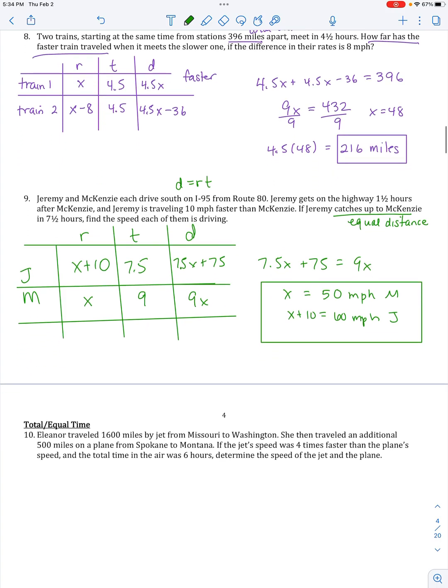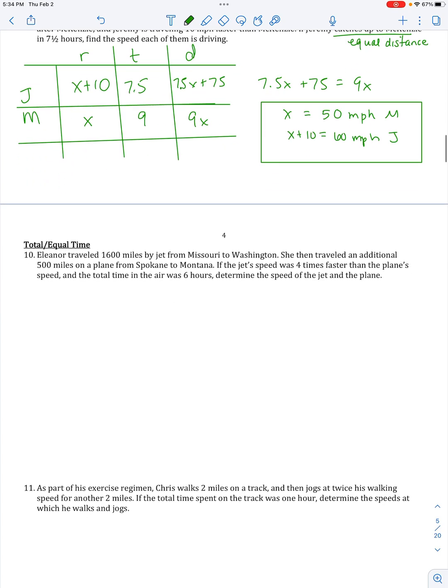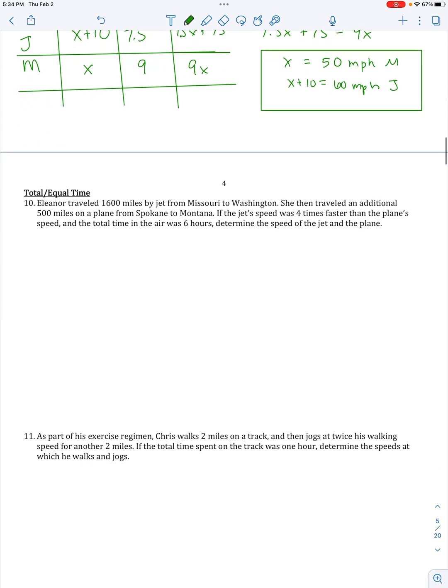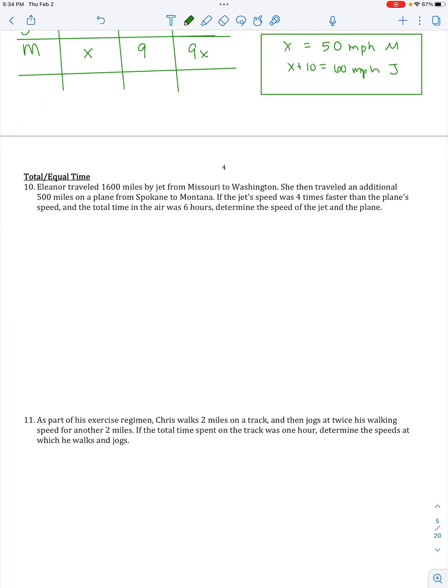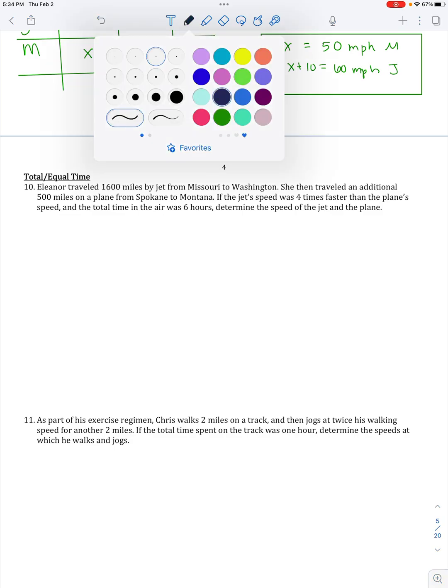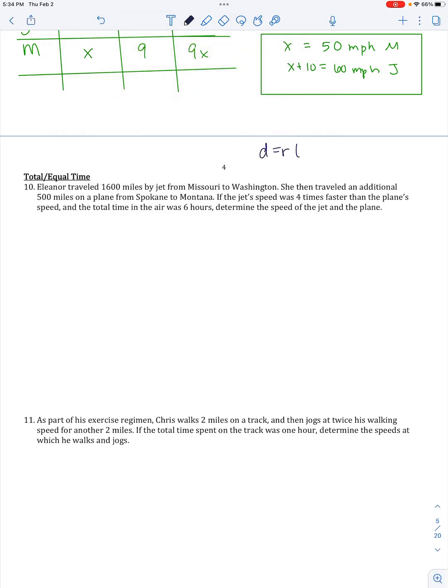All right, so the next page, page 4, is about total or equal time. So instead of giving you a total or equal distance, these are giving you a total or equal time. Because the formula is distance equals rate times time, but these ones are giving you a time instead of a distance, you're going to actually solve that equation for t, and it would be time equals distance over rate.